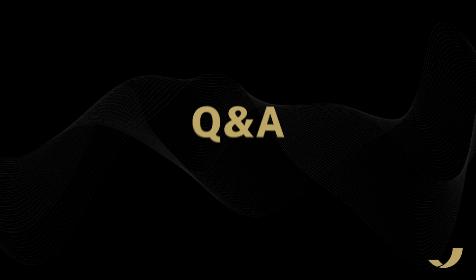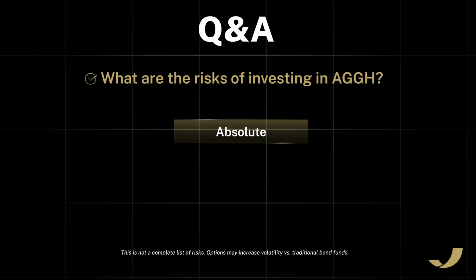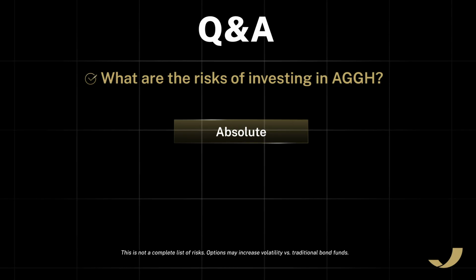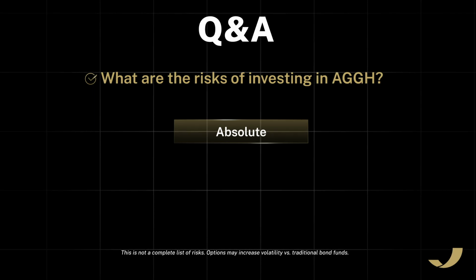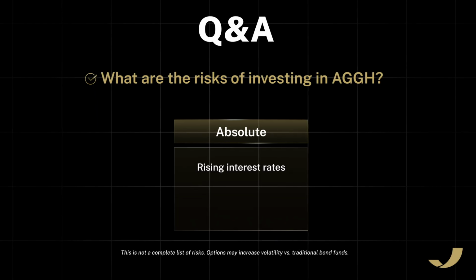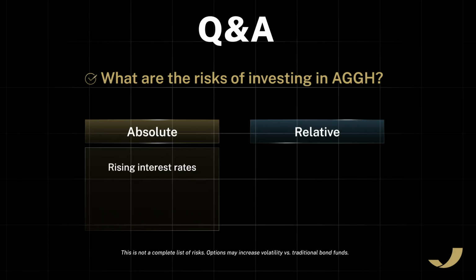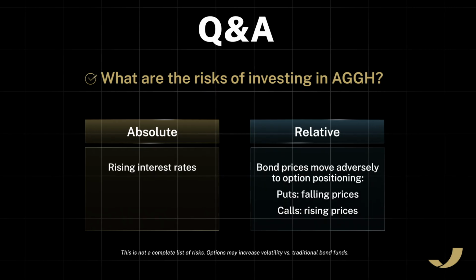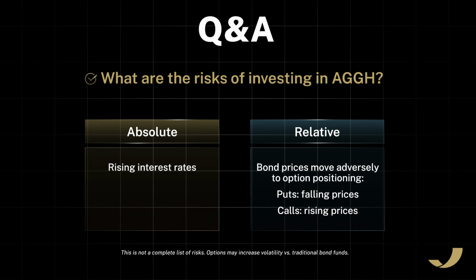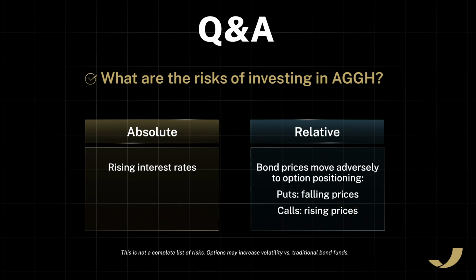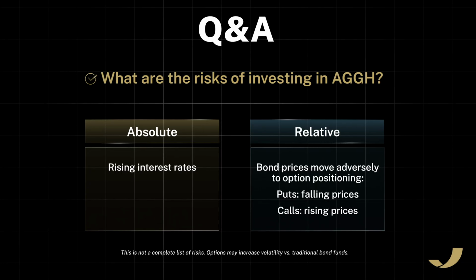Now for some Q&A. What are the risks of investing in AGGH? On an absolute basis, AGGH is a bond fund. Therefore, like all bond funds, the primary risk to the fund will be rising interest rates. On a relative basis versus other core bond funds, the primary risk is bond prices moving adversely to the options positioning. So if the fund has sold puts, that would mean falling bond prices, or if the fund has sold calls, that would mean rising bond prices.